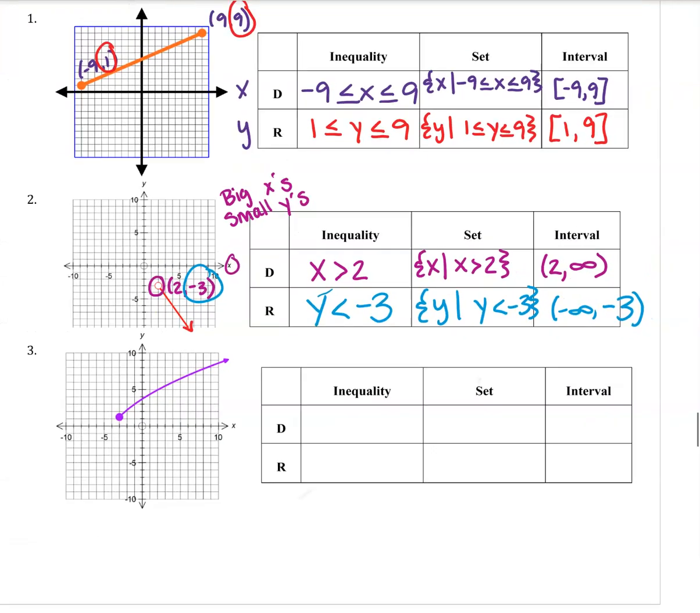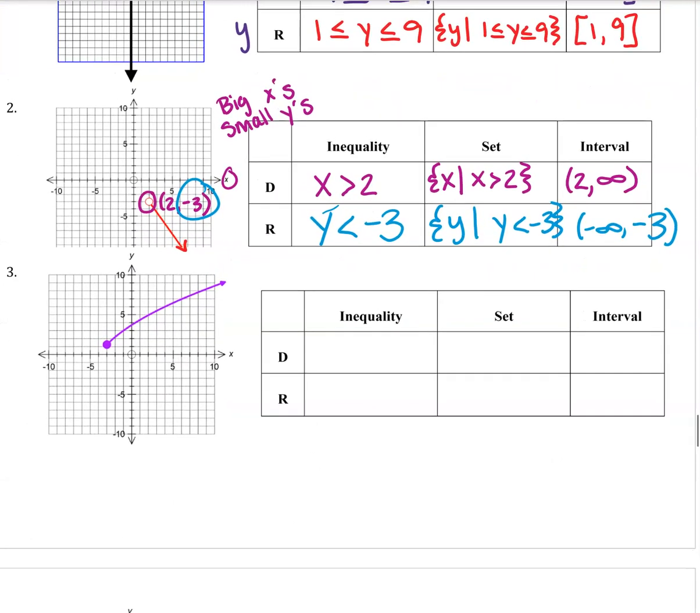Okay. Why don't you try number 3? So pause your video right now. Try number 3 on your own. When you unpause the video, I will have the answers up there. And if you're not sure about it, you can definitely ask your teacher or ask me. So pause your video now, do number 3 on your own.